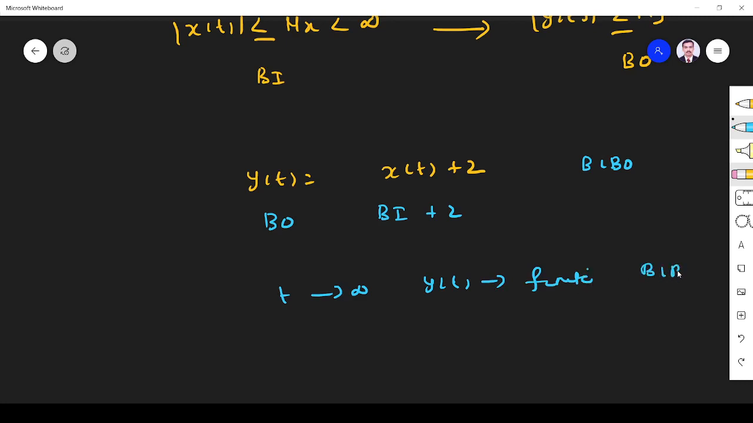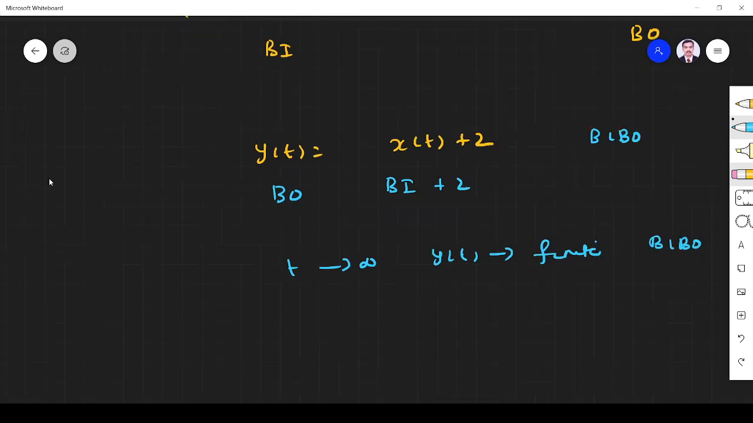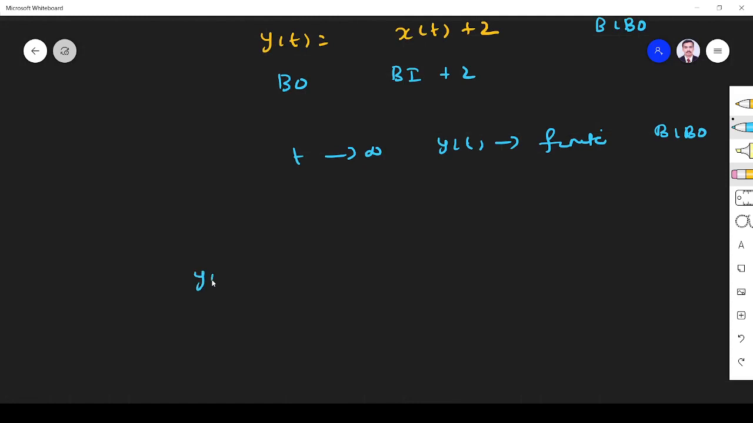Then it is a BIBO stable system. Right. So here you see y of t is equal to e power x of t. This is an unstable system. Why? Because when t tends to infinity, e power infinity is infinity. So it is not BIBO stable.